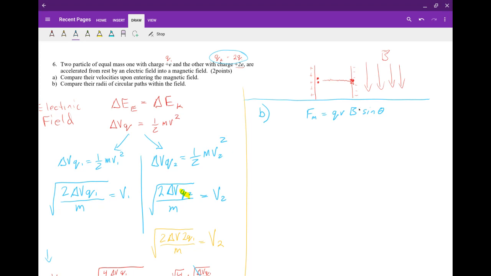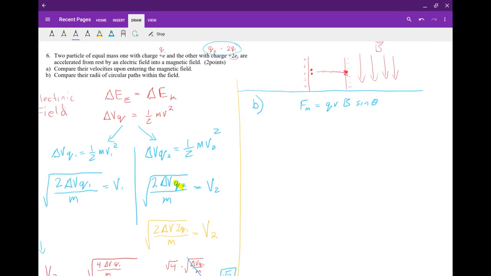And so this sine theta will always be the same for both particles, right? Matter of fact, maybe I'll leave this in here, and then you'll see that it actually doesn't matter what angle it is, just like it doesn't matter what strength the field is. Well, what else doesn't matter? The charge does matter. The velocity actually does matter.